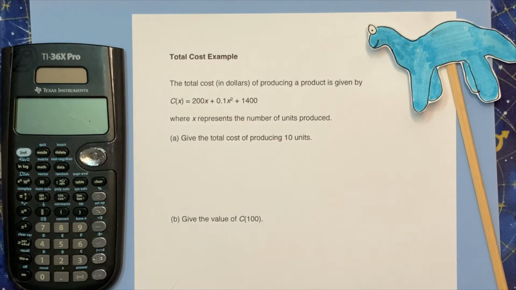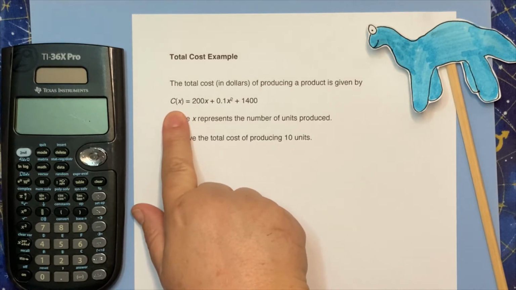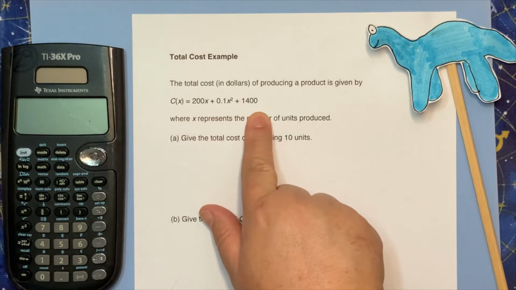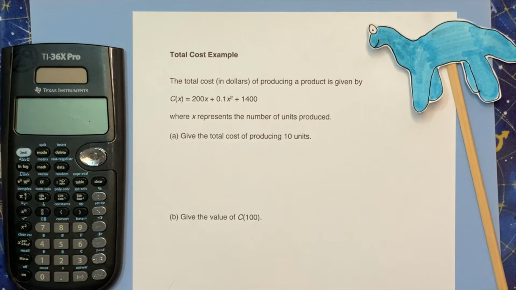Today we're going to be working on a problem from the homework, and this problem is about total cost. In this problem, you're given the total cost in dollars of producing a product, and that's given by C of X equals this expression. I copied it directly from the book.